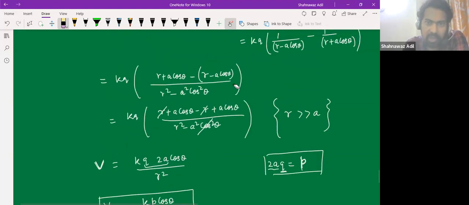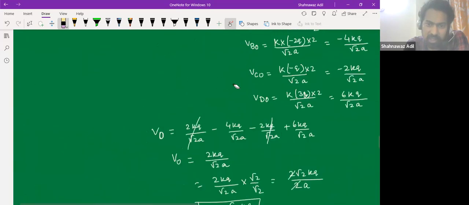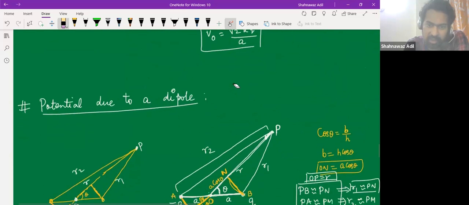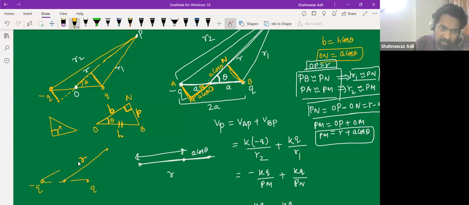Let me recall that thing. So we made this diagram, right? This was the diagram. So we had this minus q, we had this q, and we wanted to calculate the potential due to dipole at r distance from here. So this was our aim, and it was making an angle theta. So we got that this is kp cos theta by r square. This is what we got, right?